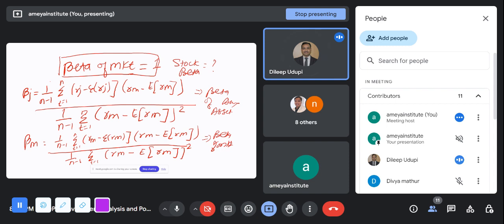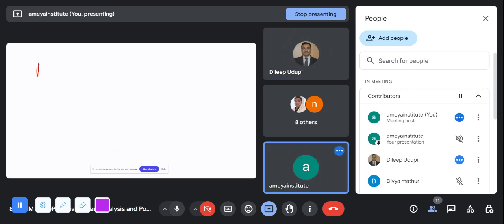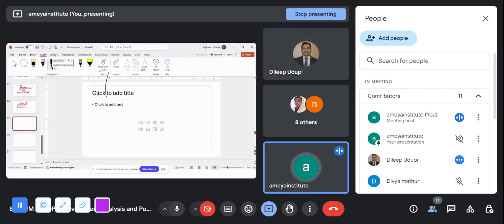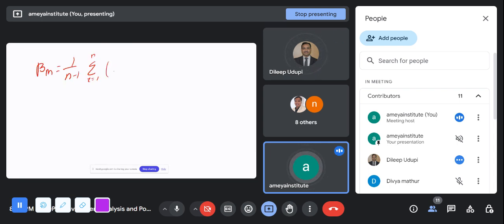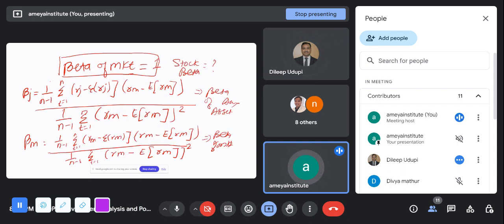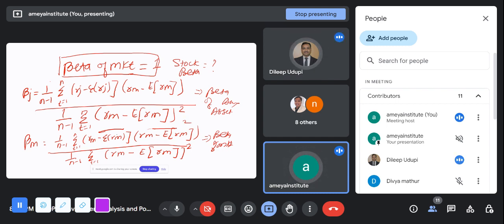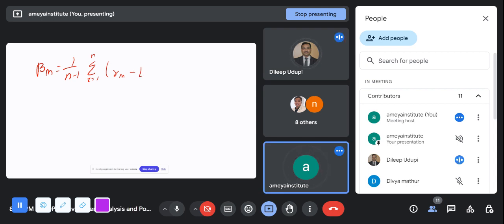Okay. Now beta of market is equal to 1 by n minus 1 to the summation of n, t equal to 1. Here, for calculation purposes, the numerator value is Rm minus expected return of Rm. How many times do we have this, can I do the square of those? It will become a square.